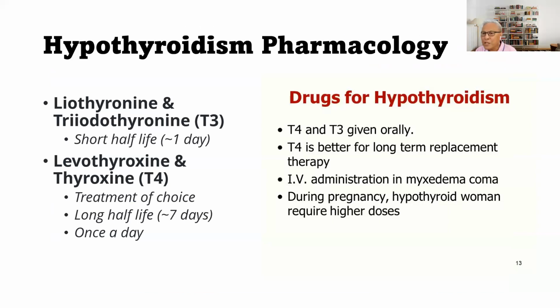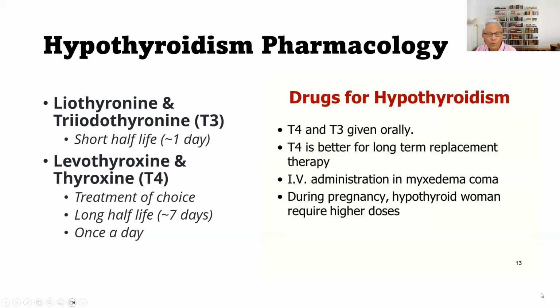Well, the treatment would be to give, obviously, thyroid hormone. And your thyroid hormone could be your liothyronine or triiodothyronine or T3. And this usually is going to be given once a day. It has a very short half-life, and therefore it's not going to be the treatment of choice. The treatment of choice is T4, and that's levothyroxine and thyroxine. So the reason why this is going to be the ideal treatment for this patient is because of the fact that it has a longer half-life. It's up to around 7 days.